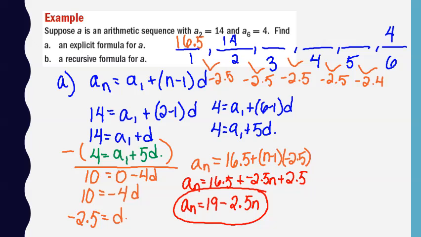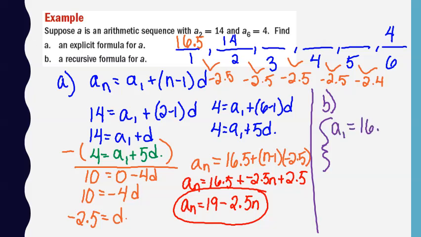So now we also had a part B here. In part B, we wanted to write a recursive formula. If we look back at our notes for what a recursive formula is, all you do is you take your a sub 1. So we know a1 is 16.5, and then our a sub n term is equal to a sub n minus 1, and then you just add on your common difference. For us, we're going to subtract that common difference of 2.5, and that would be our recursive formula.